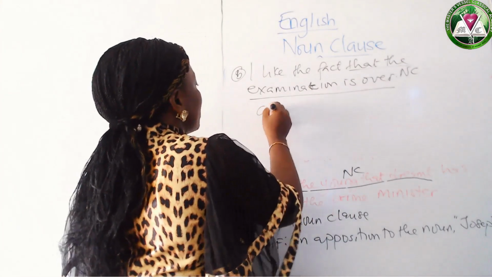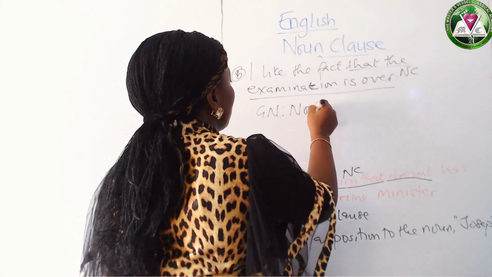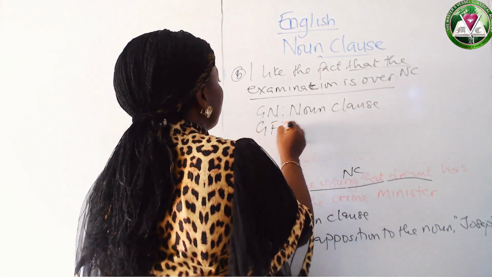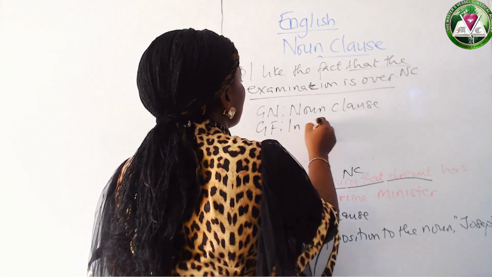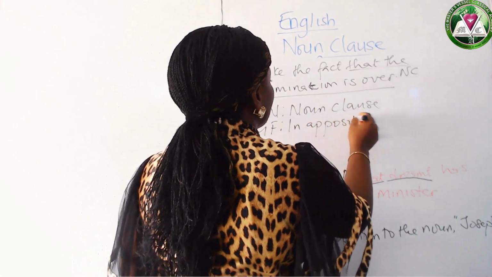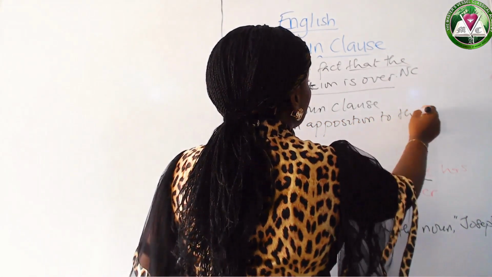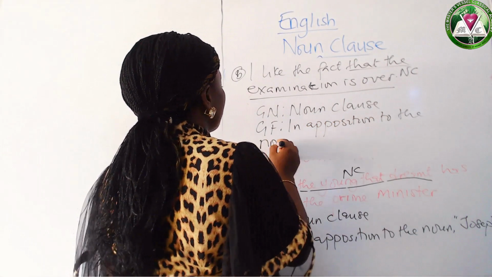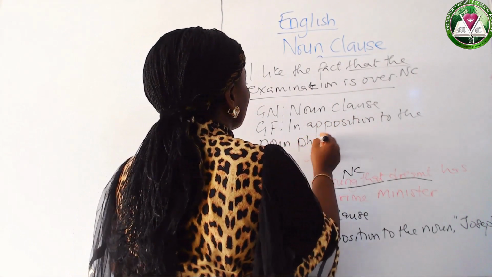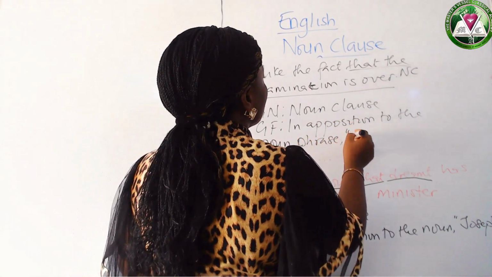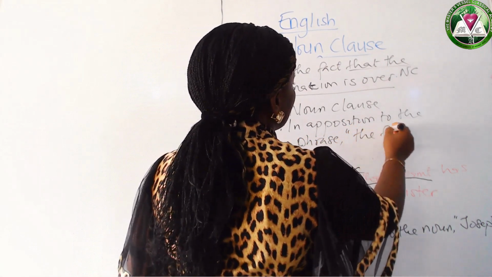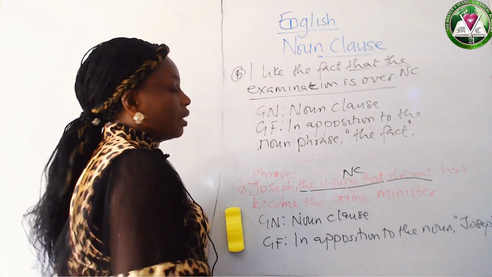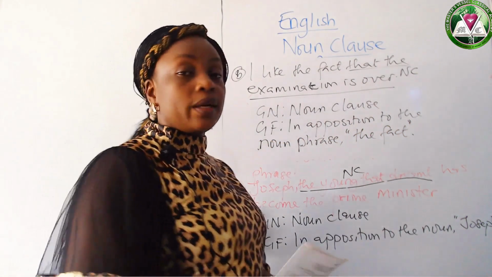So in this case, we have GN, noun clause, and then we have GF in opposition to the noun phrase, the fact. Okay. So that is that for noun clause.